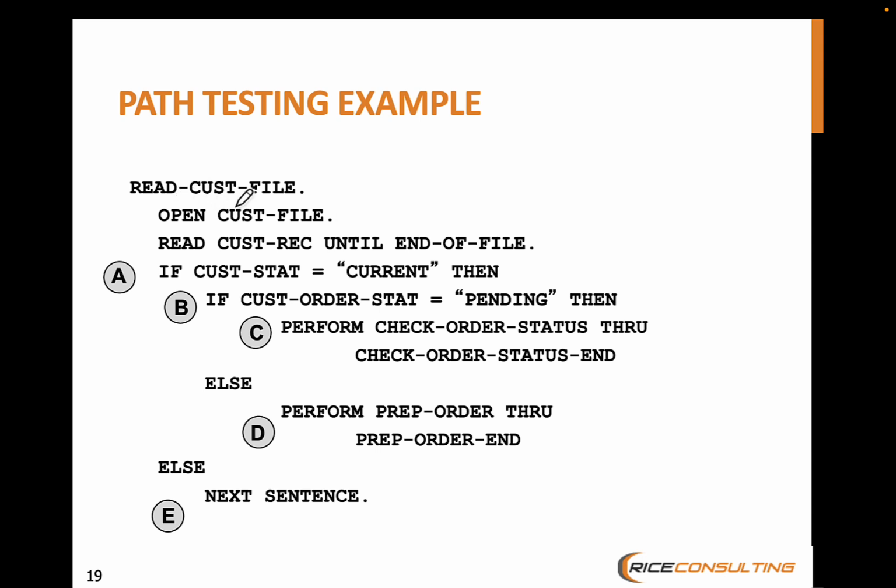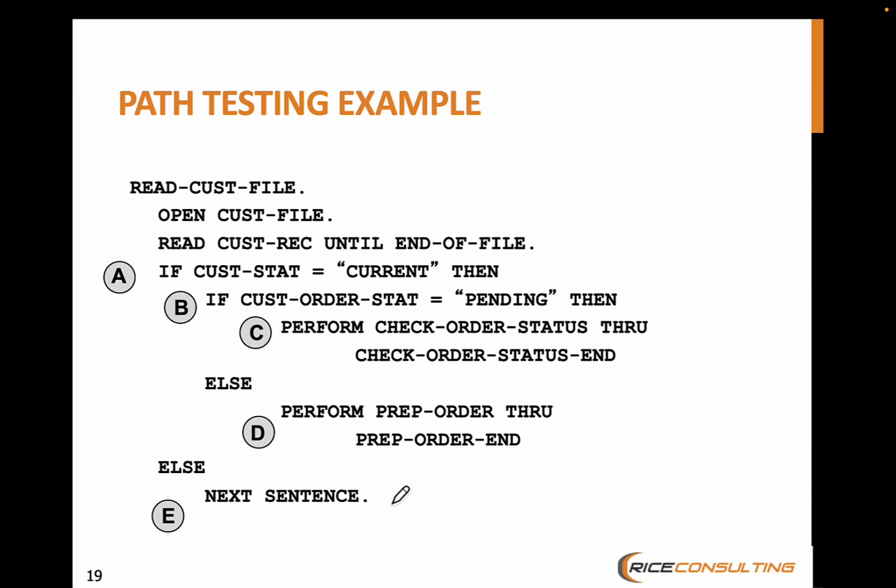So we're going to read the customer file, that's the title or the label, and then we're going to open the customer file. We're going to read customer recs until end of file. If the customer status equals current, then we go down to node B, where if customer order stat equals pending, then we go down to node C, perform check order status through check order status end. Now, if the order status is not pending with B, then we perform prep order through prep order end. And then if A is not current, then we just simply fall down here to the end of everything, to the else next sentence.